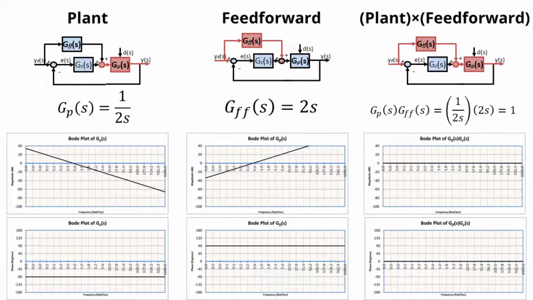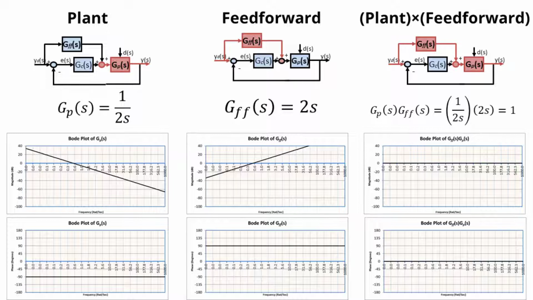Now let's look at the feed-forward. We're going to focus on GFF, the red block. If GFF is just the inverse of the plant, then GFF should be 2s. Looking at the Bode plot of that, it has a slope of +1, 20 dB per decade, also crossing over at 0.6 radians per second. And the phase of that, as I would expect, is +90 degrees.